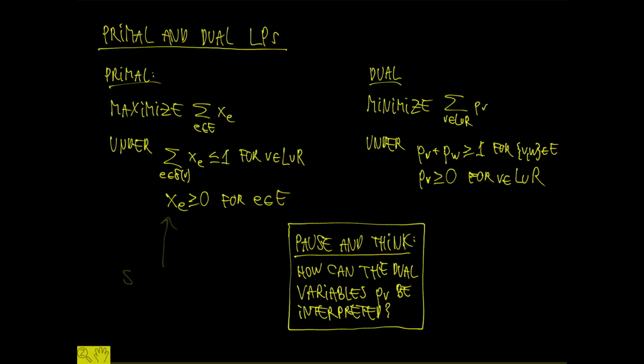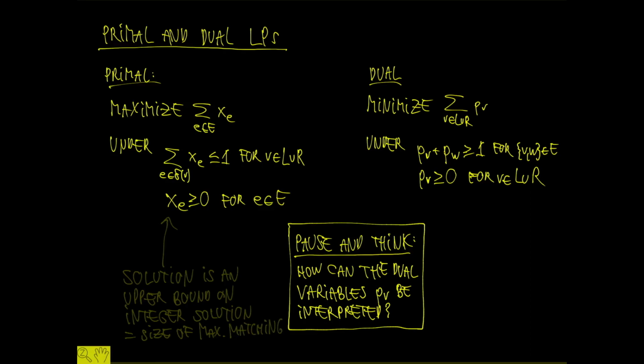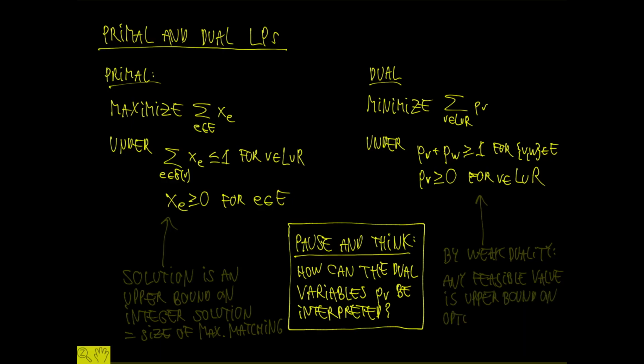Now let's consider what these LPs say about the original problem. Because we have a relaxation, any solution is going to be an upper bound on the integer solution, which is equal to the maximum matching size. By weak duality, the dual has the property that any feasible solution that we come up with, its value is going to be an upper bound on the optimal of the primal, which in turn is an upper bound on the size of the maximum matching. So the idea now is to use feasible solutions to the dual to upper bound opt.